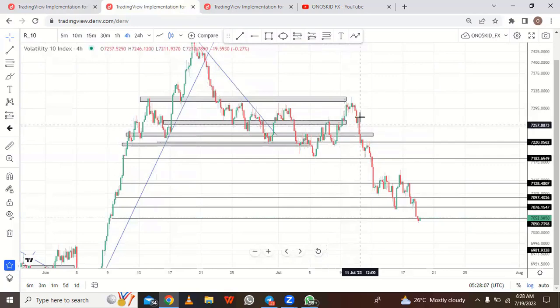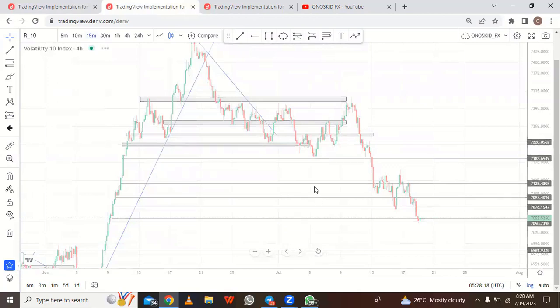And guess what? I was not able to catch any of this move until it gets to this particular level. So when you miss a move, you don't have to panic. Just allow the market to get to you.